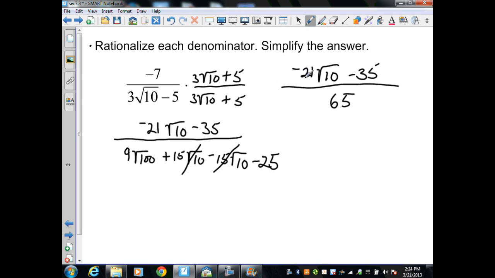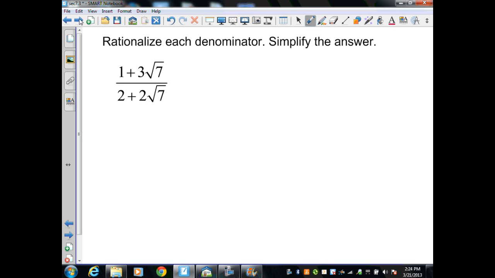Now I wanted to see if I can simplify my coefficients and constants any further. So I'm going to factor the numerator if possible. And here I can take out a negative 7, and that will leave me a positive 3 square roots of 10 plus 5, and that's all over 65. Then I would verify if these two could simplify. In this case, they can't, but at least I went the next step to see if I could simplify that fraction.